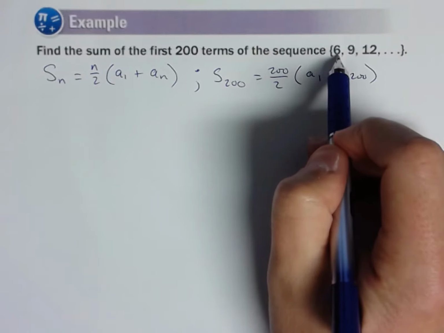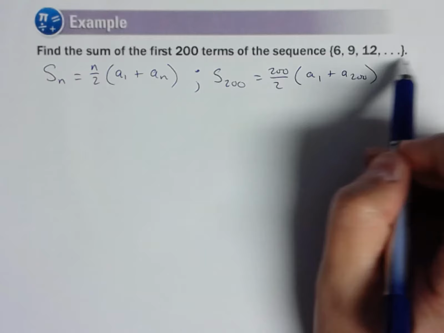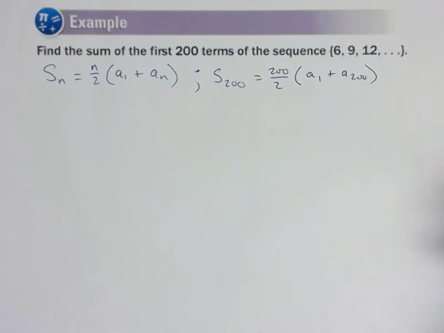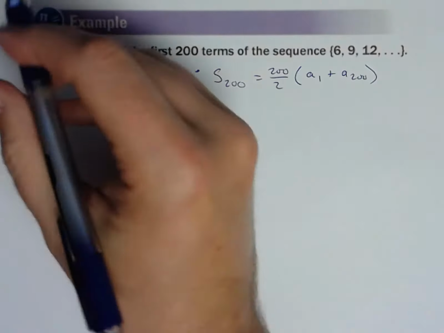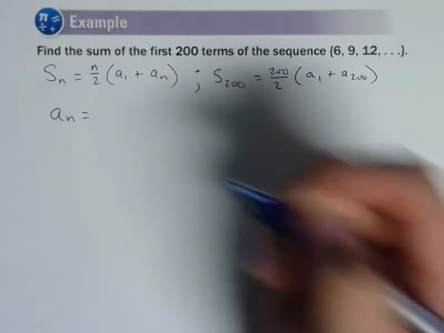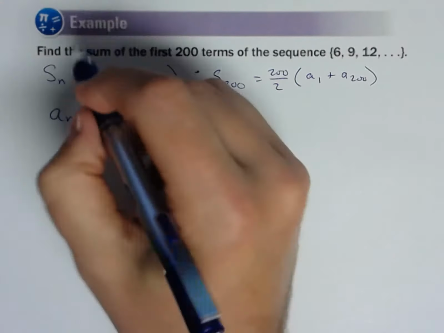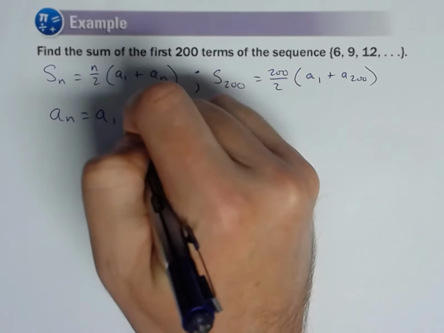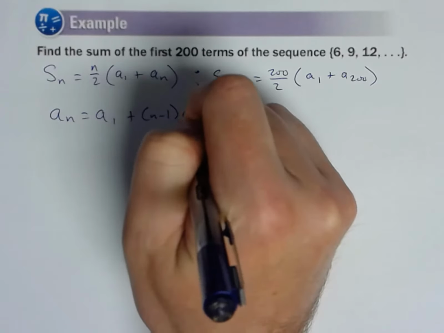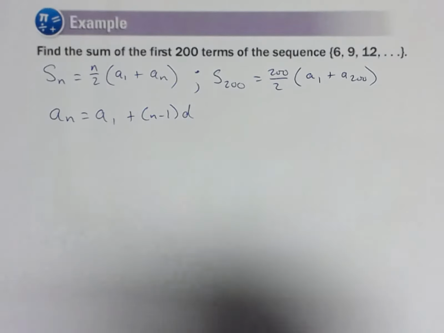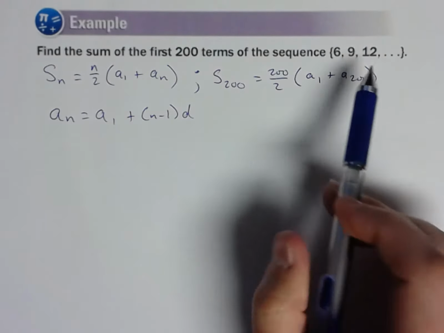Well, we know the first term, it's 6, but I don't know the 200th term, so we need to figure that out. That's where a previous lesson comes in, because we have this relationship. For an arithmetic sequence, the nth term is the first term plus n minus 1 times d. So we get to tie these ideas together. Let's figure out what that 200th term would be.